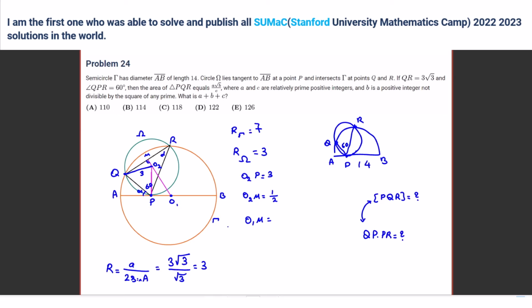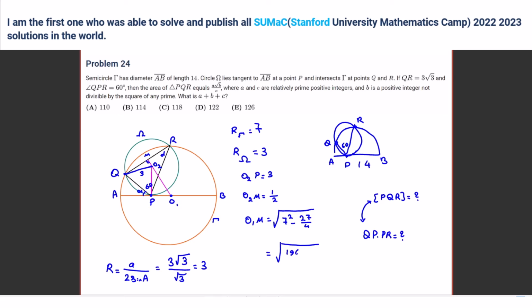Thirteen over two, you said? Yeah. Okay, let's check. This is square root of O1Q squared, which is 7 squared, minus MQ squared. MQ is what? MQ is square root of 3 over 2. 3 square root of 3 over 2. 3 root 3 over 2, which is 27 over 4, right? Yeah. Okay. So 4 times 49 is what?